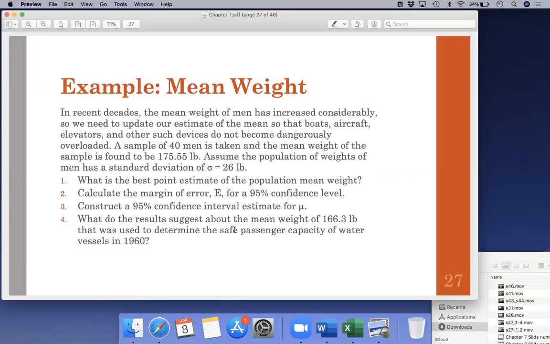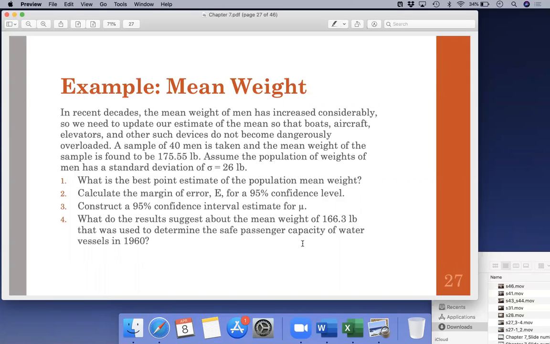So what is our sample size? N is 40, and the mean weight of the sample, x bar, is found to be 175.55. We have that value. Also, you have to assume that the population of weights of men has a standard deviation of sigma. So in this case, sigma is known.